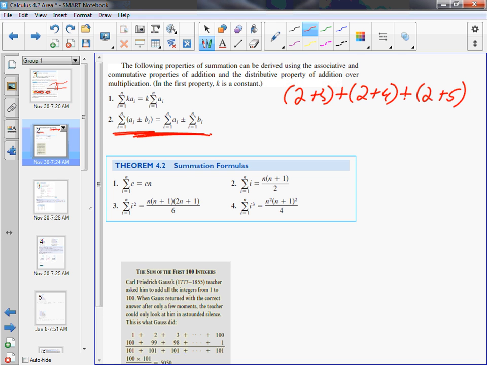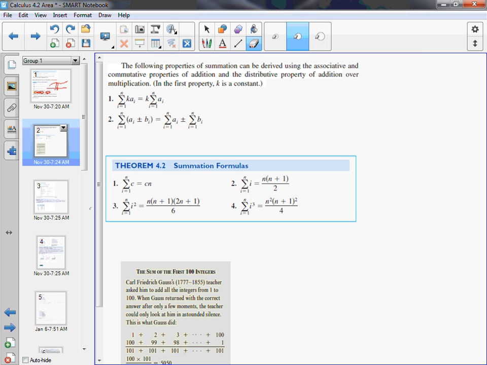If you've got the sum of 2 or more terms added or subtracted together, you can make it the sum of the first one plus the sum of the second one plus the sum of the third one plus the sum of the fourth one, however many of them you have. We can do that because what are sigmas? They're sums. And with sums, you can regroup any way you want to, can't you? So we can with sigmas. All right, so those properties make sense?